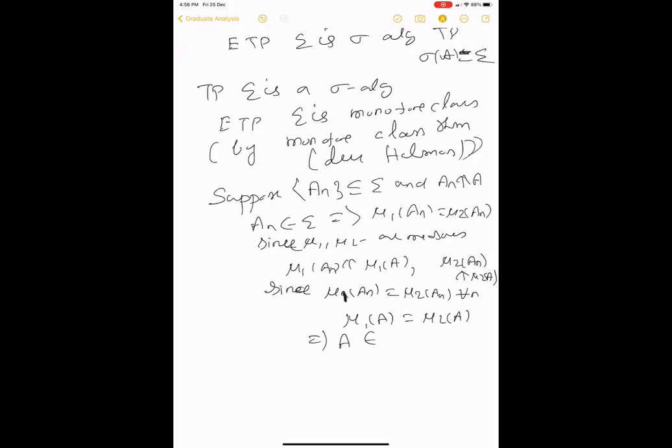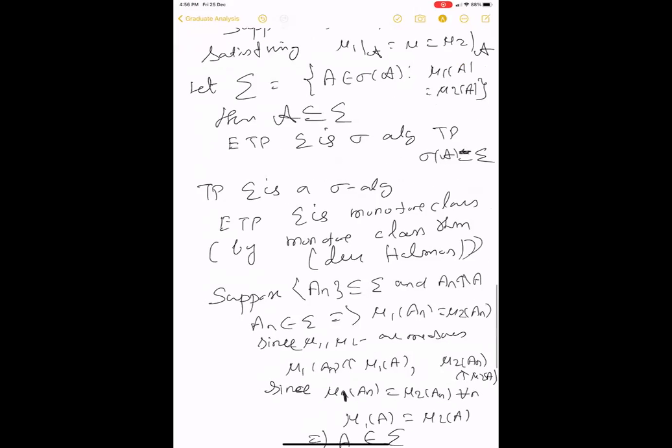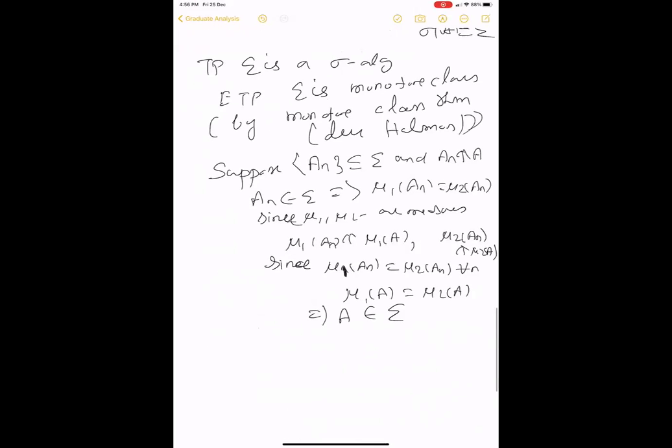Our definition of the sigma algebra is all A such that mu1 of A equals mu2 of A. So this is there. Now to prove the other way, we want to prove that for all Bn in it, if Bn decreases to B, then B is in this. To prove this, we first assumed it.